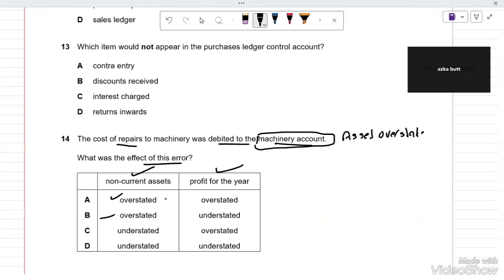So we overstate the assets, and we also overstate the profit. Why? Because we didn't record the repairs to machinery in the expenses section. If we didn't record this transaction in the repairs to machinery account, it means that we mistakenly understate the expenses. Expenses are supposed to be subtracted from the gross profit. But what happened, we didn't record it in the expenses. So we lowered the expenses, we understated the expenses, so that's why our profit will be overstated. So overstated is written in option C and in option A. So option A is the right option because here the non-current assets and the profit for the year are overstated.